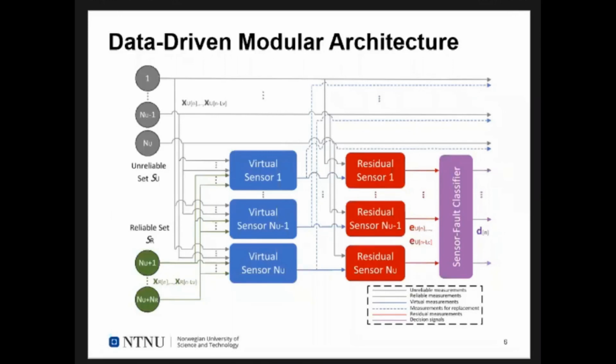Then once we have computed the estimation of these virtual measurements based on the remaining set, we compute the difference between the expected value based on the remaining measurements and the actual value that has been measured. Then, collecting all these residuals, we give this set of residuals to a classifier that is trained to identify patterns that point to whether there is something wrong or not.